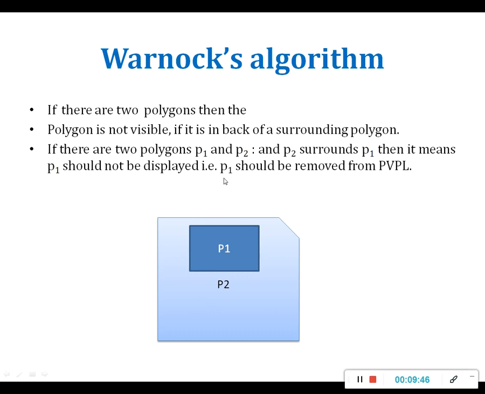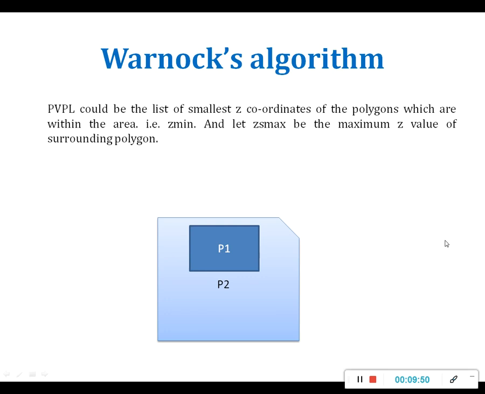So what do we need to do? We should not display P1 because it is surrounded by P2, and in that case we are going to remove P1 from the PVPL list. Okay, so PVPL could be the list of smaller z coordinates of the polygons which are within the area, that is, its Z min we are going to check.